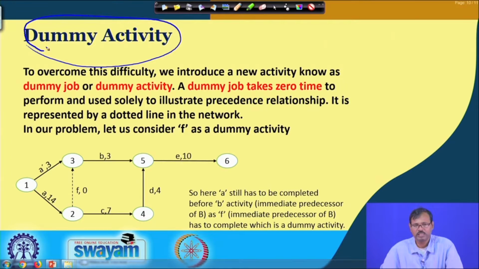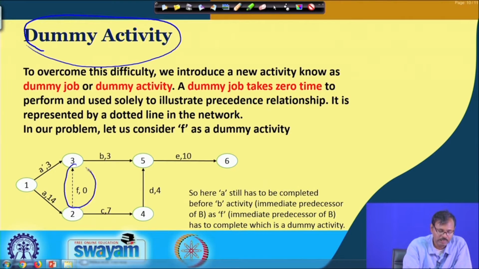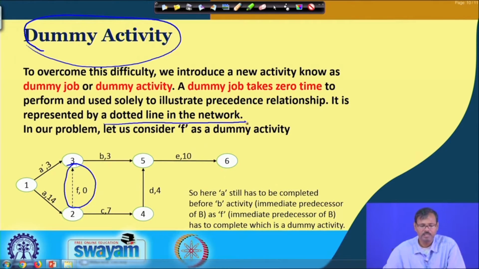A dummy job is nothing but a pseudo job which is added considering it takes 0 time and 0 costing, and its purpose is only to show the illustration of the precedence ship, so that the network can be completed. And that is why, as it is not physically existing, it is represented in a dotted line in the network.